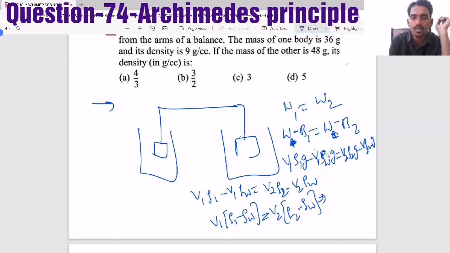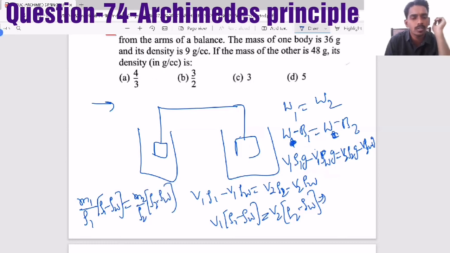Now V1 is the volume of the first body, that is mass by its density. So M1 by rho 1 into rho 1 minus rho W equals M2 by rho 2 into rho 2 minus rho W. Rho W is known, rho 1 is given, M1 and M2 are given. What are they asking to find? Rho 2. So now you can substitute in this formula. You can remember it like a formula also when two bodies are balancing from the ends of a balance.